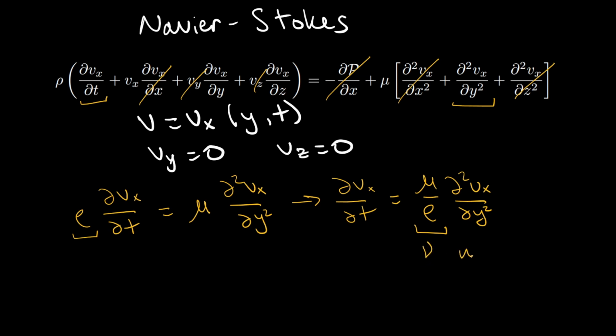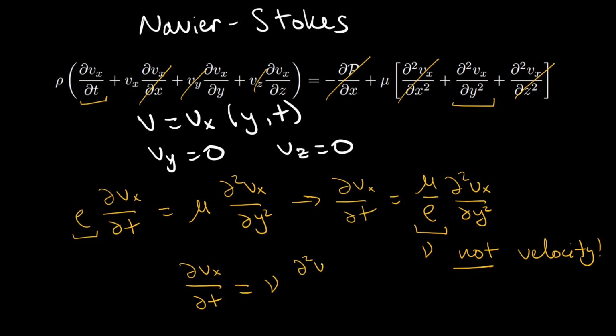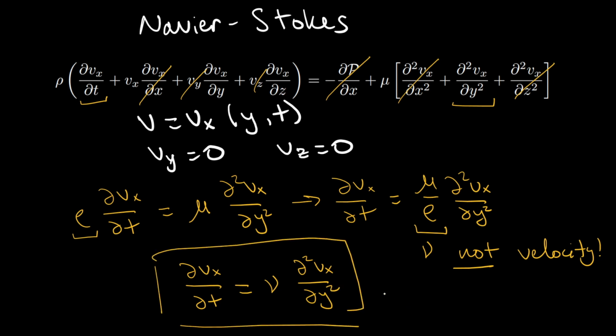This is not velocity. That's important, otherwise this would become a very confusing equation. And we end up with this differential equation dvx dt is equal to nu, again not the velocity, times d squared vx dy squared. And our goal now is to solve this differential equation.